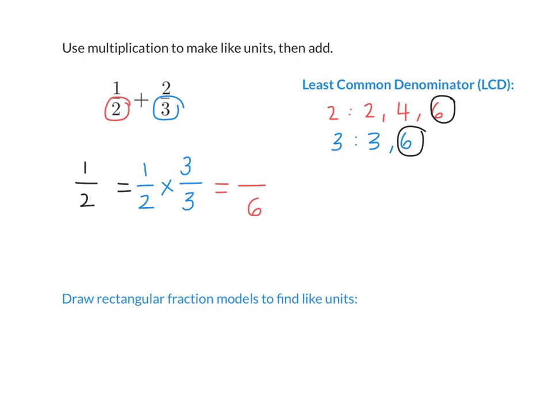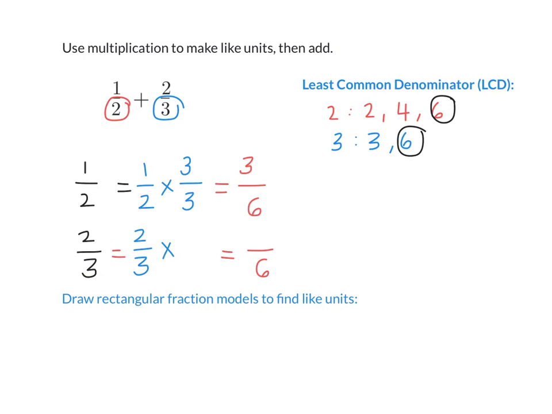So therefore, using multiplication, in the numerators, I have 1 times 3 equals 3. And in the denominator, I have 2 times 3 equals 6. So therefore, 1/2 is equivalent to 3/6. My second fraction was 2/3. I know that I can also make it equivalent to some number of sixths, because 6 is going to be my least common denominator.